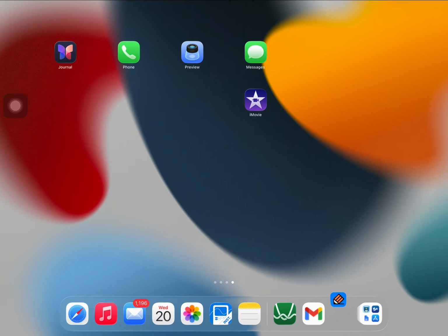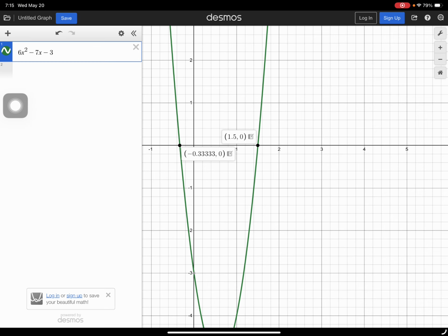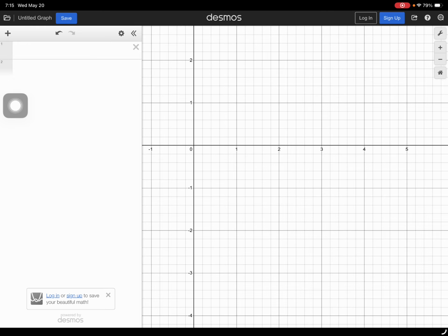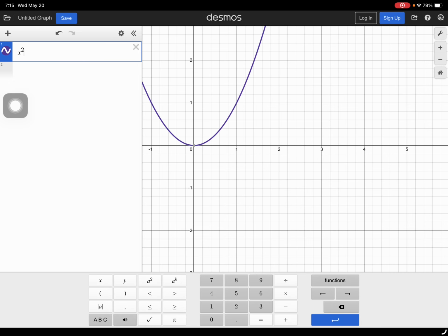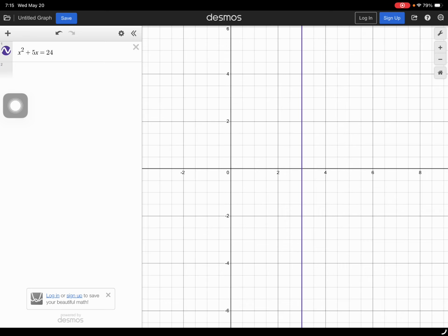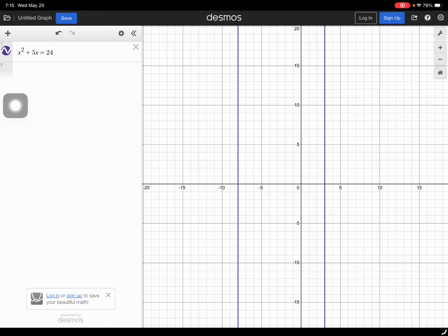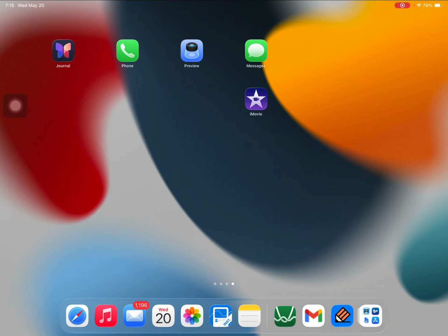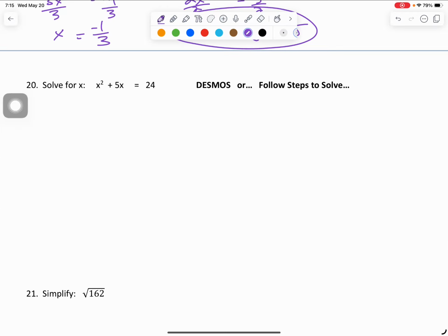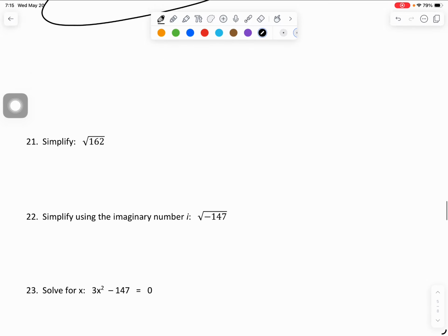X squared plus 5x equals 24. Let's find our x-intercepts of 3, 0 and -8, 0. So our answers will be 3 and -8.